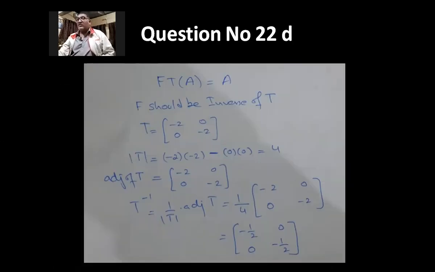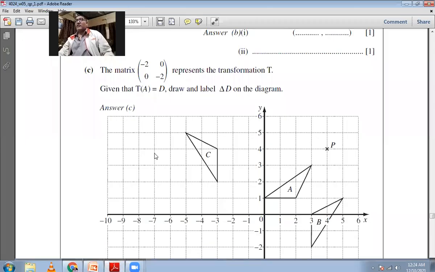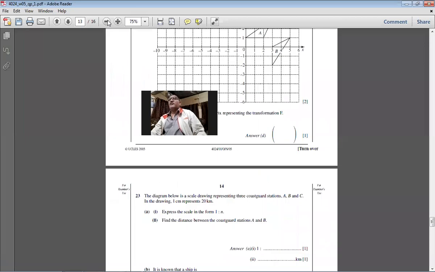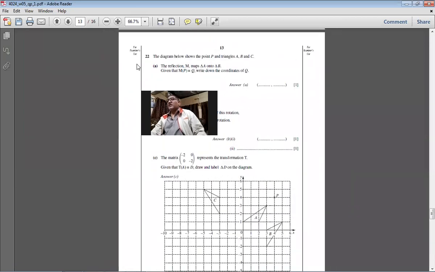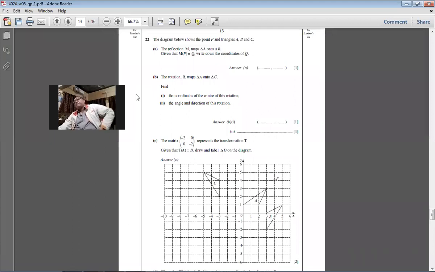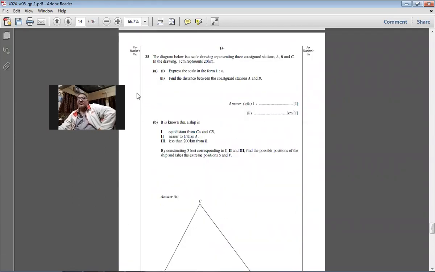So this was question number 22. Let's see the full question. The big question, question number 22, and try to solve it. Hopefully you understand question 22. It was a huge question.